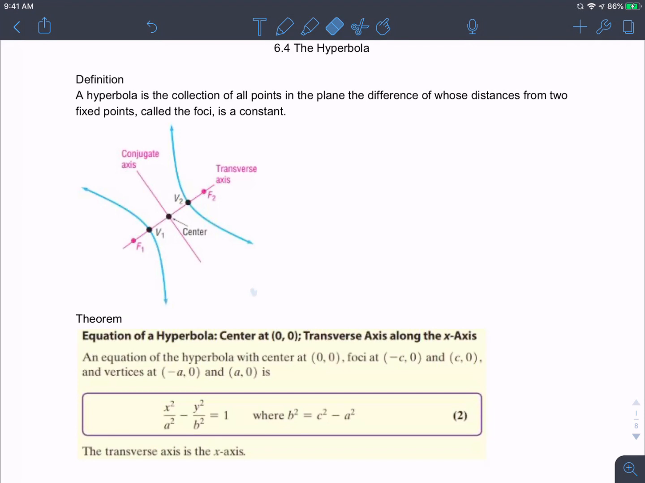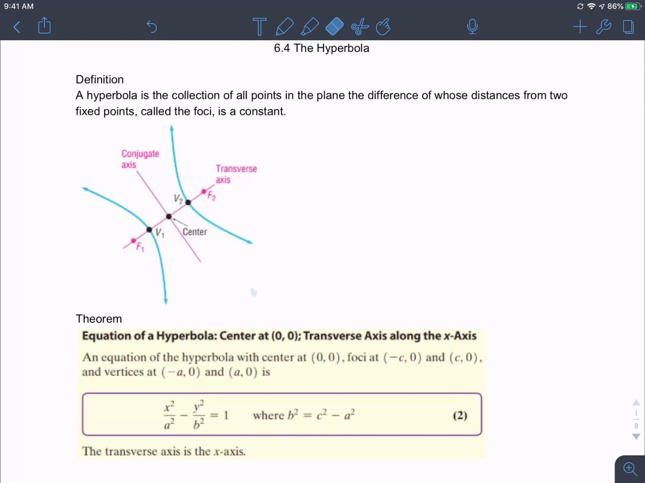Hello class. Today we're going to cover section 6.4, the hyperbola. Here's a definition for it. A hyperbola is a collection of all points in the plane, the difference of whose distances from 2 points, called foci, is a constant. So any point along the hyperbola, if we subtract its distances to each of the focal points, they should be constant throughout.